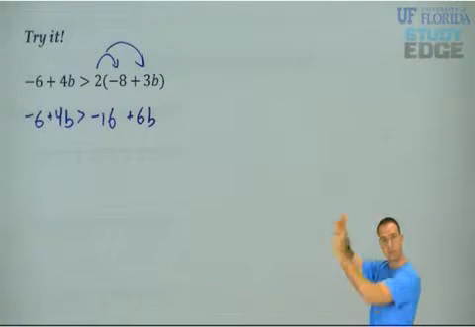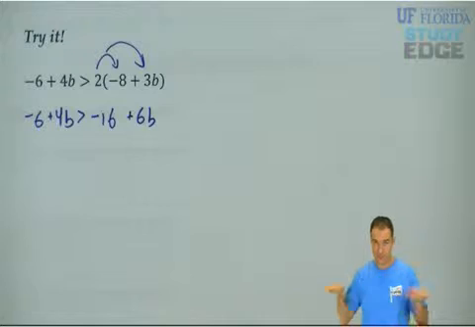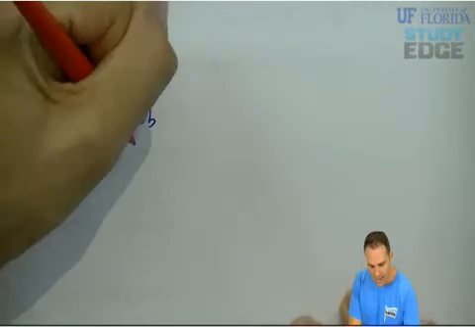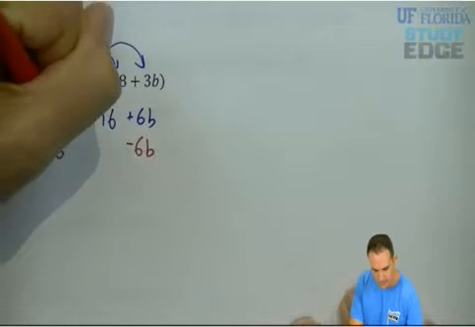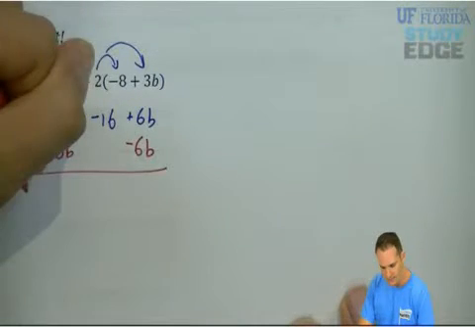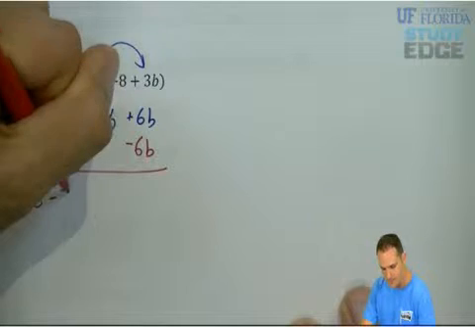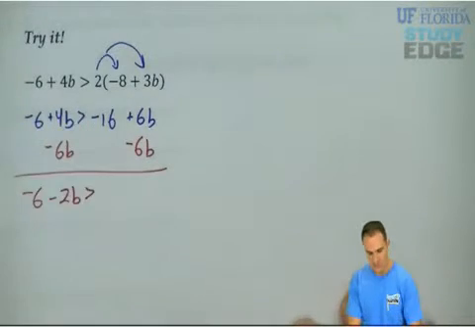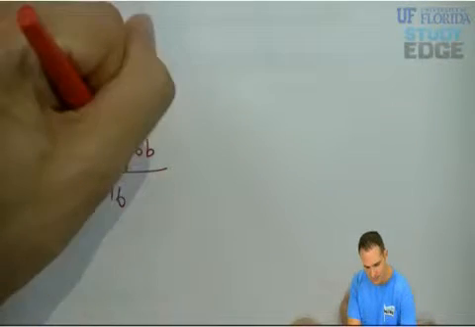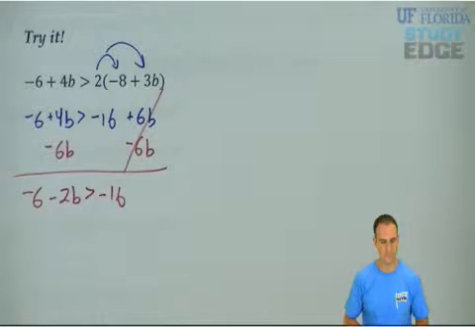Get my variables to one side, my numbers to the other, and divide if needed. Here I'm going to go ahead and subtract 6b from both sides. I will get negative 4b minus 6b is negative 2b is greater than negative 16, and the 6b is simplified.